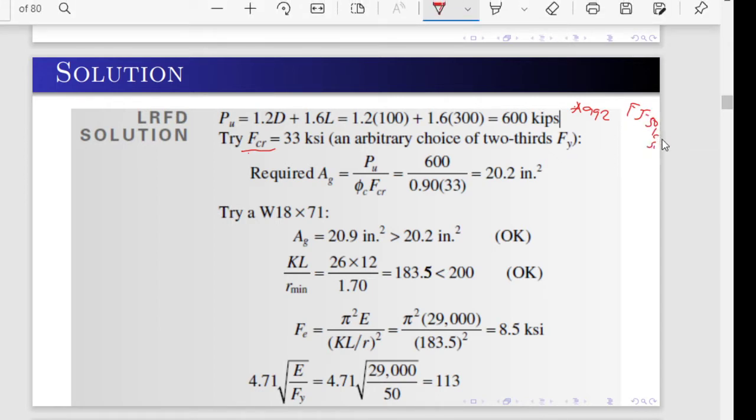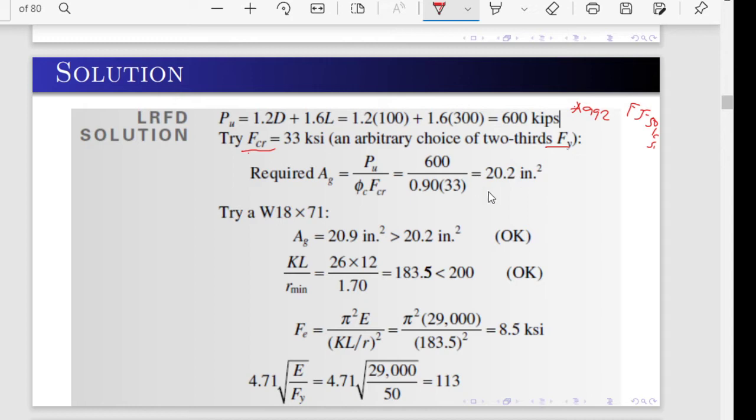For the first iteration, the first solution is 33 ksi, an arbitrary choice, about 2/3 of 50. Then we compute the required gross area using the relation: the factored load is 600 divided by, for LRFD, the resistance factor phi of 0.9 times the assumed critical buckling stress of 33. The value for the required area is 20.2 square inches.